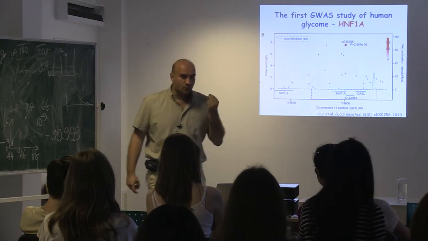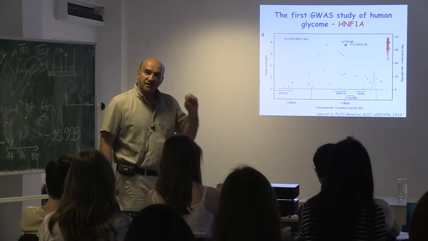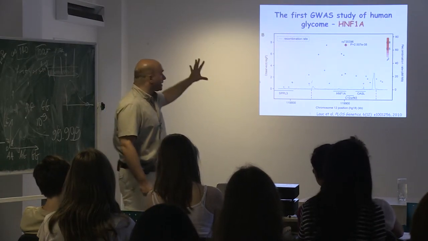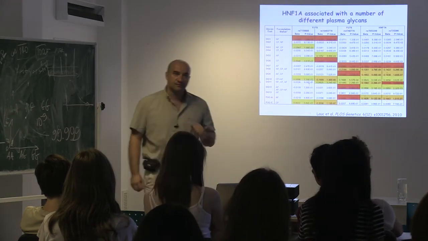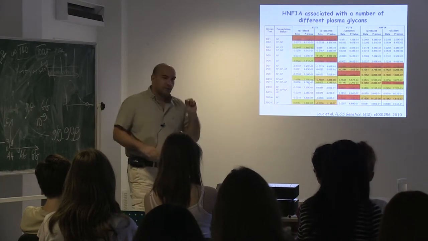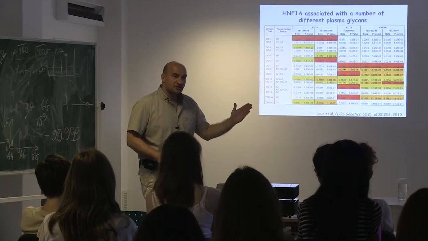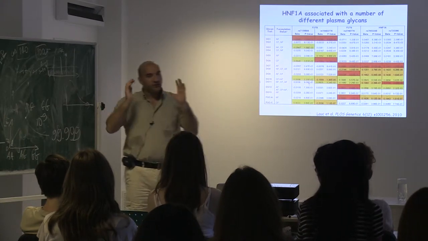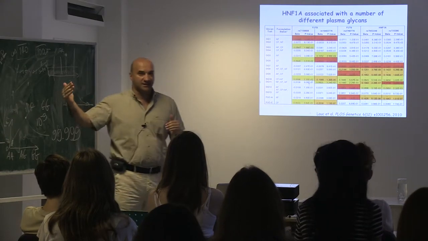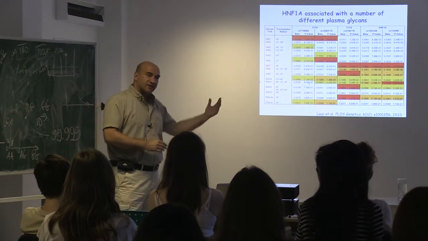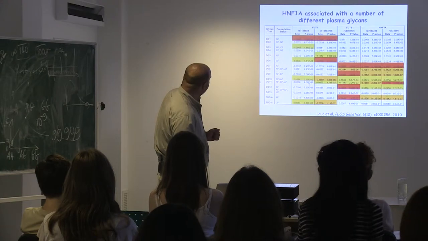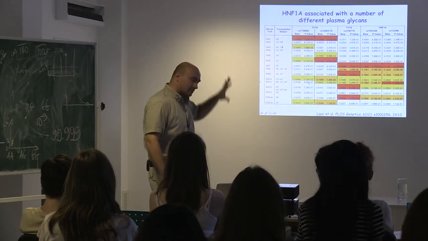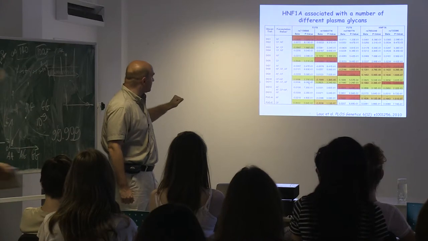So we started to think, why do we see associations with the genetic polymorphisms in this region with glycans? So first we looked into which glycans associate with this region. Because if you remember, there will be always many genes which associate with a single glycan, and also a single gene which will associate with many glycans at the end. Because this is the way the glycan biosynthesis pathway looks like. So these are the glycans we studied. They were all glycans which most associated with HNF1-alpha and related genes.